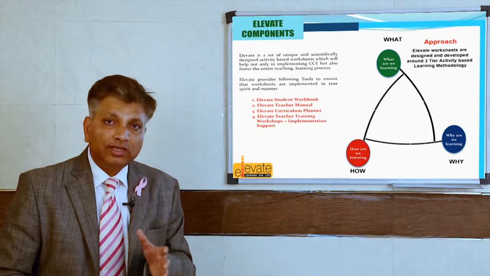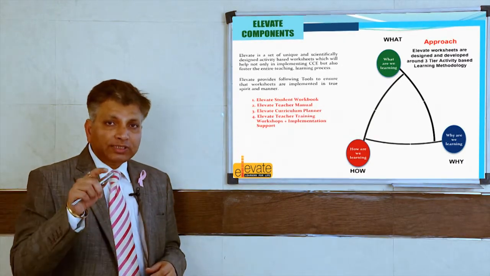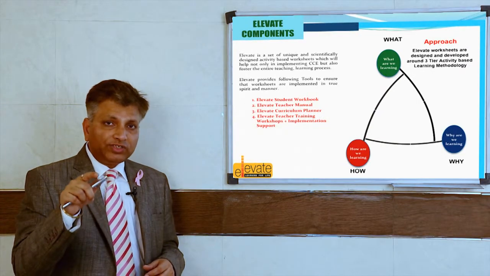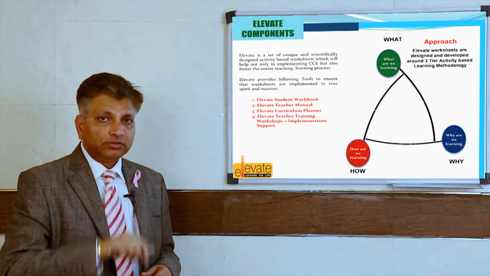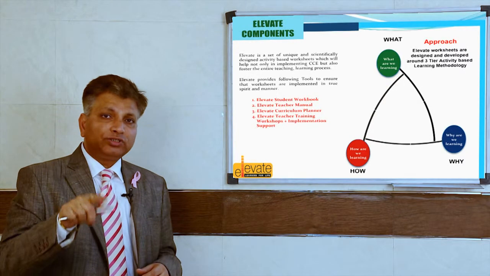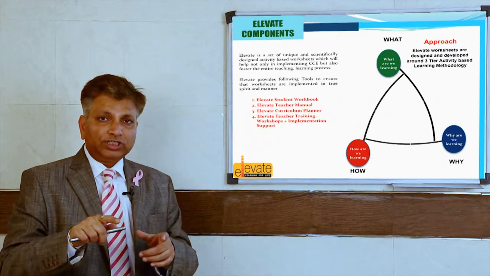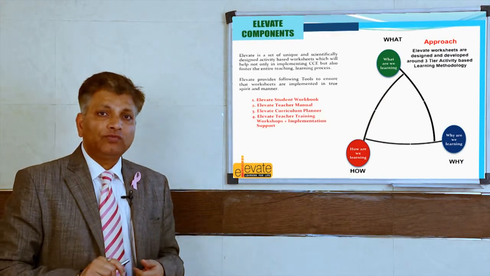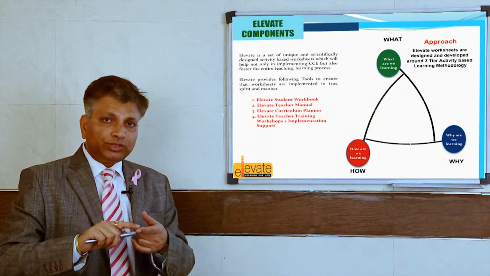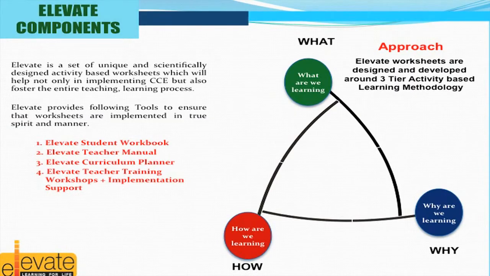And then how are we learning? That is important because here the role of teacher is involved. How a child is learning depends on the teacher. Teacher can put the child to conventional ways of learning. Teacher can put the child to innovative ways of learning. Again, we are seeing Elevate is having 4 components: Elevate Student Workbook, Elevate Teacher's Manual, Elevate Curriculum Planner, Elevate Teachers Training Workshop, and implementation support through the year.